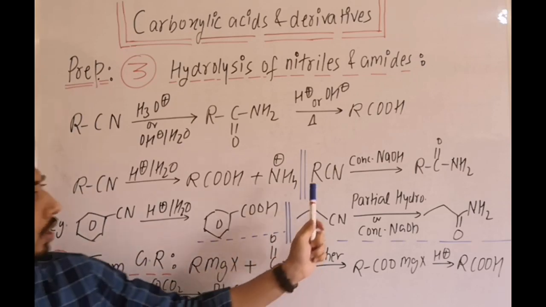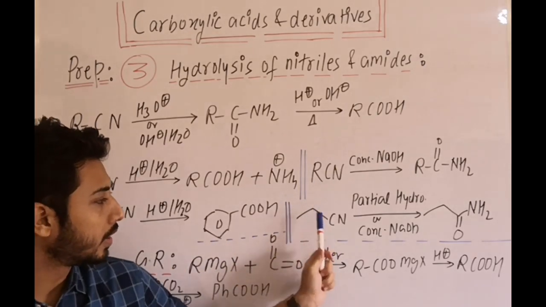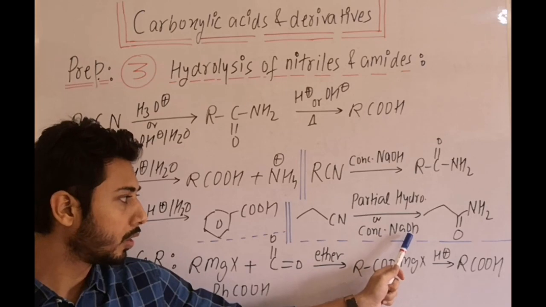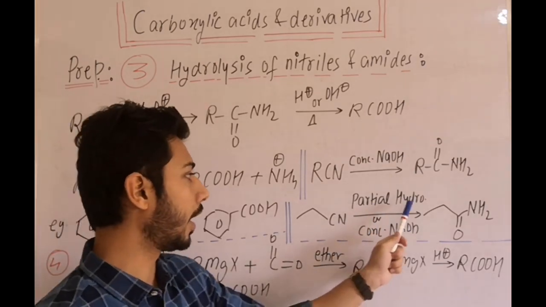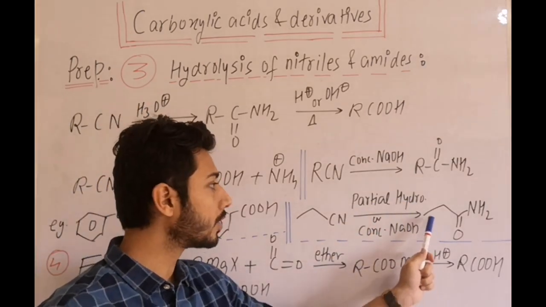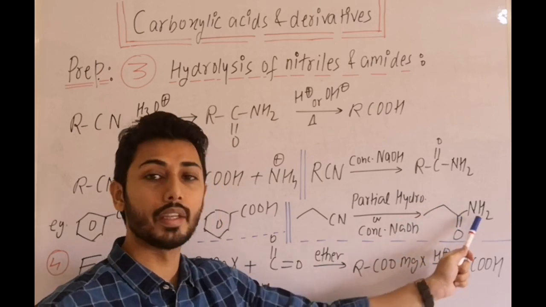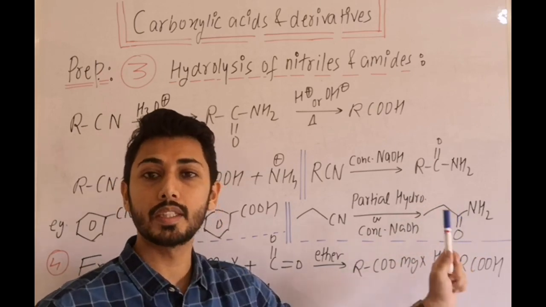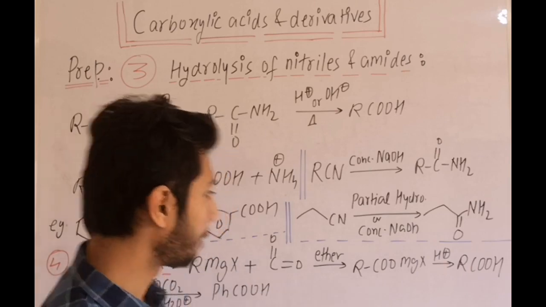Here also, in this example, CH3CH2CN with concentrated NaOH, or if another term is given, partial hydrolysis, then also CH3CH2CONH2 will be the product, that is the partial hydrolysis product.